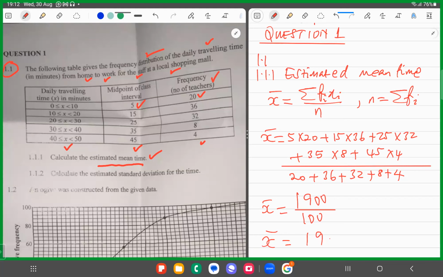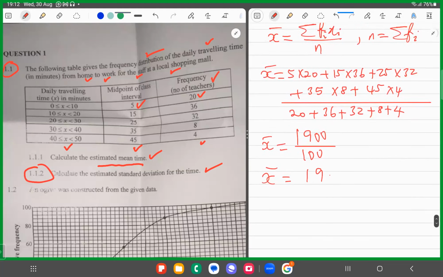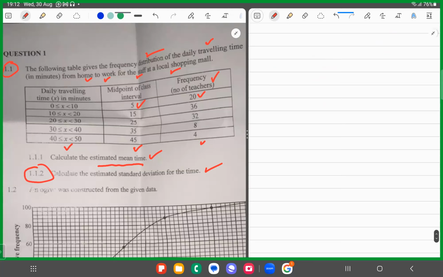Okay, so that is what we have. The estimated mean is 19. Now, in 1.1.2, calculate the estimated standard deviation for the data. Right, the estimated standard deviation is just very similar to this one. So there's a formula we use for this, and we shall learn these together. Okay, so let's look at the estimated standard deviation. So we're looking at 1.1.2.